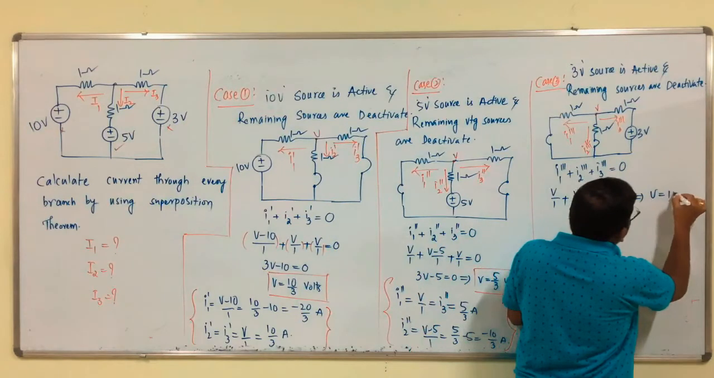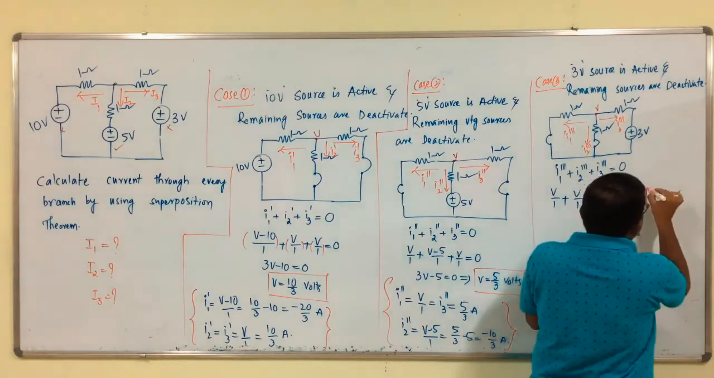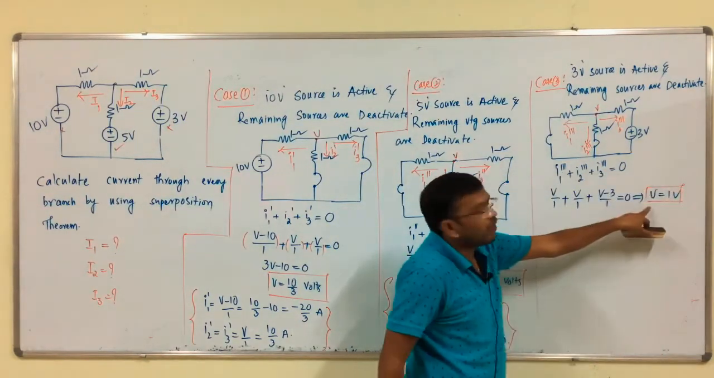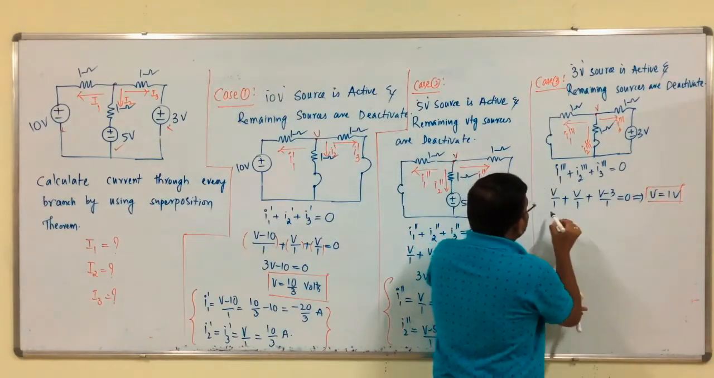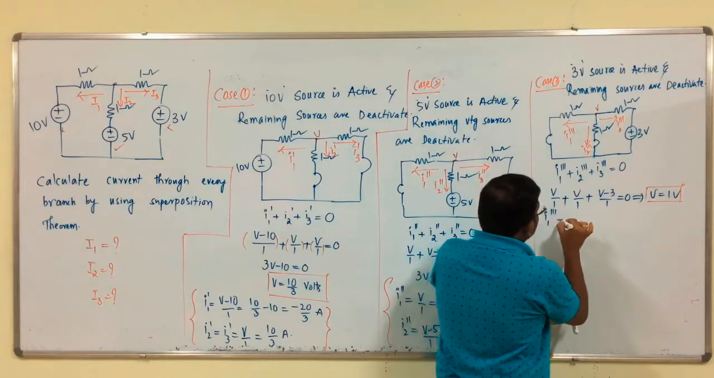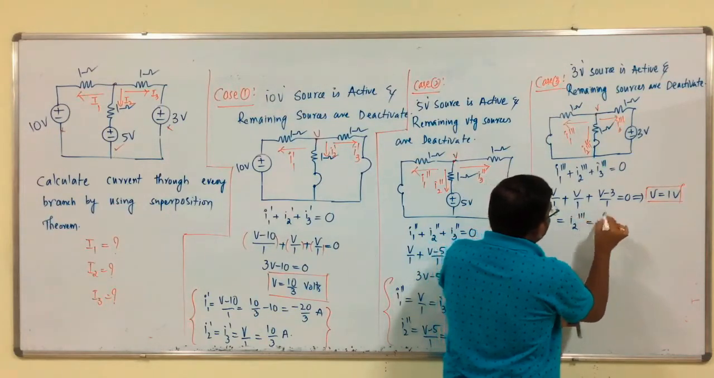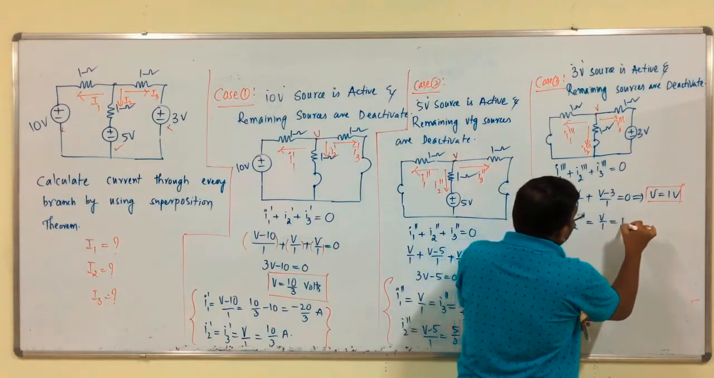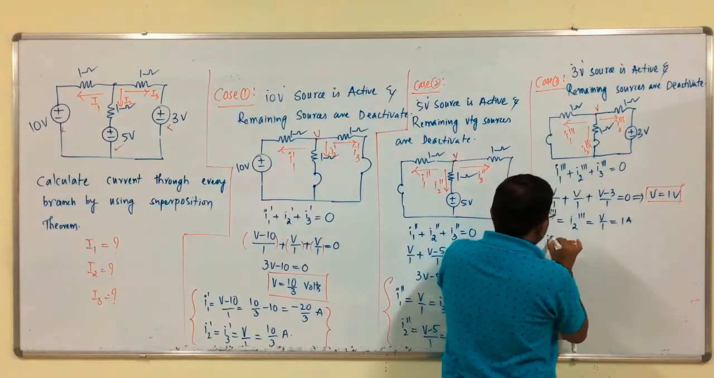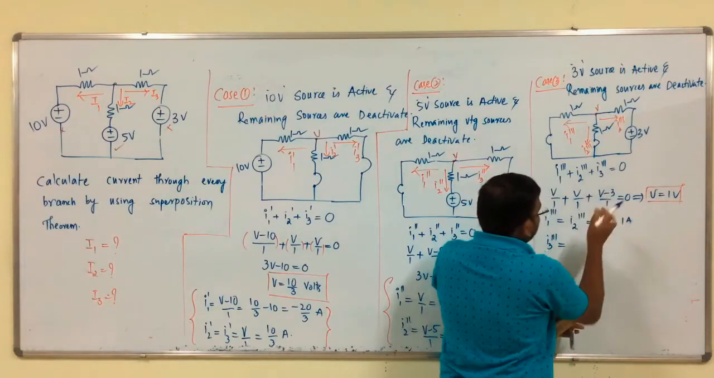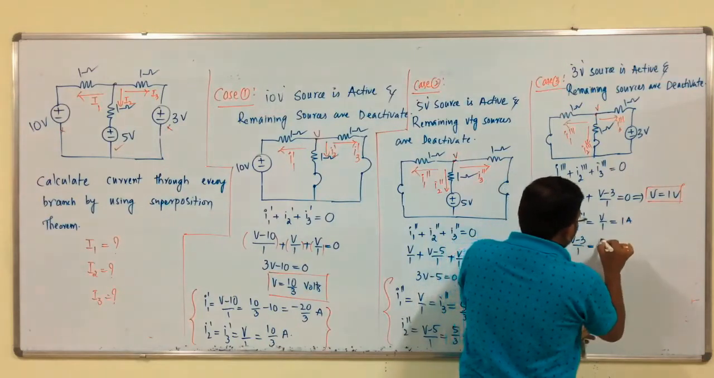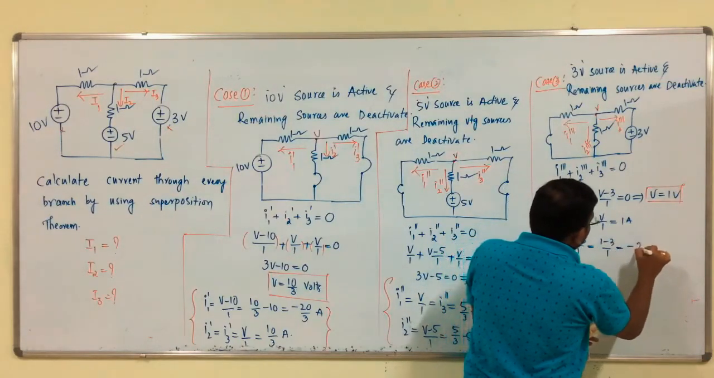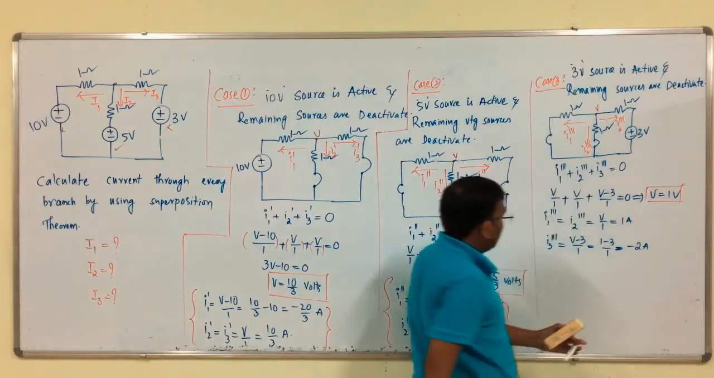From this, 3V minus 3 equals 0, so V equals 1 volt. From this, I1 triple dash equals I2 triple dash equals V by 1, which equals 1 amp. Like this, I3 triple dash is (V minus 3) by 1, which equals 1 minus 3 by 1, which equals minus 2 amperes.